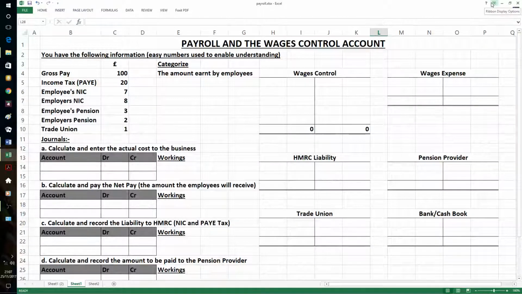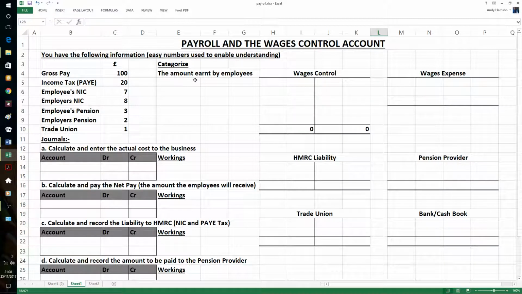Hello accounts people, time to have a look at payroll and in particular focusing on the use of a wages control account. I've got some very simple numbers here, but all the main categories so that we can focus on what entries go into the journals, what entries go into the T accounts without having to worry about too many calculations. So what we've got first then, we have a gross pay.